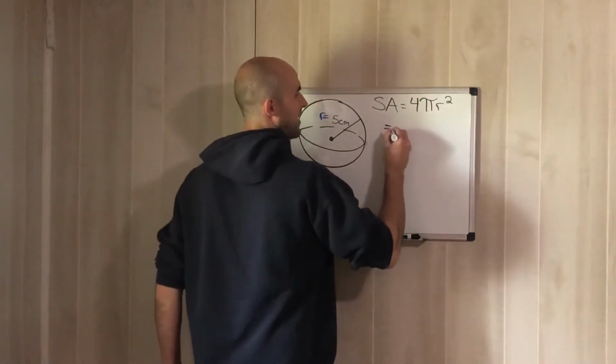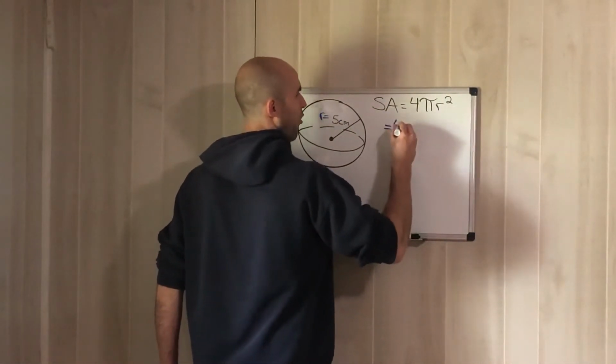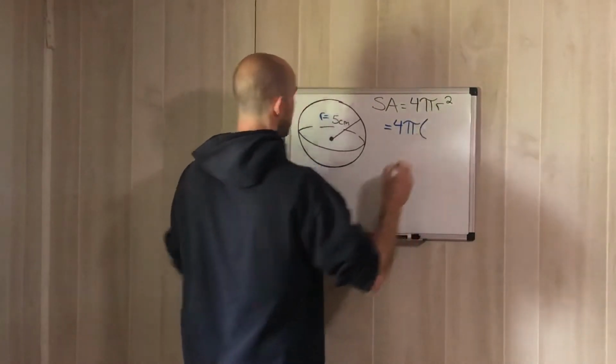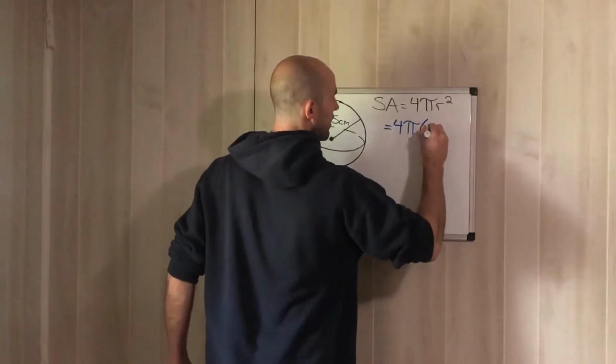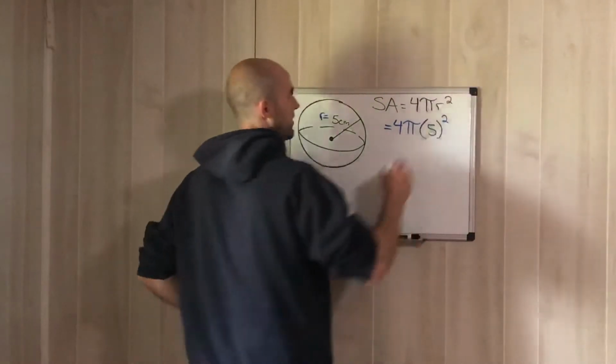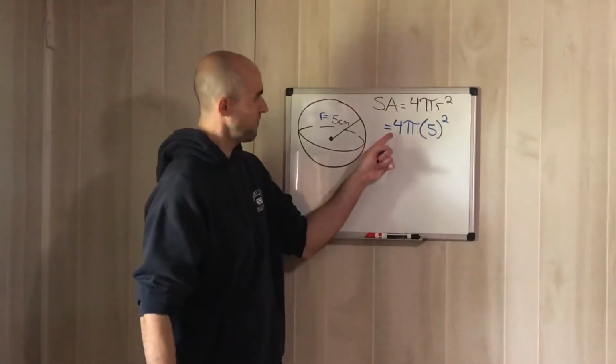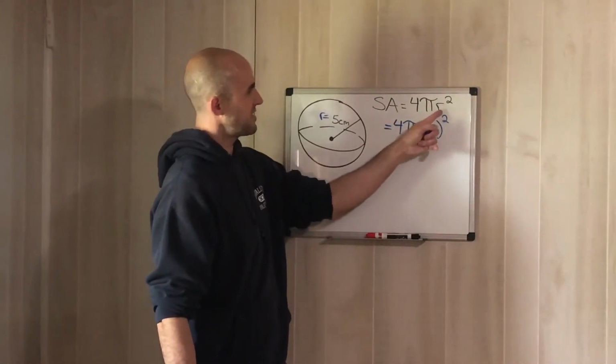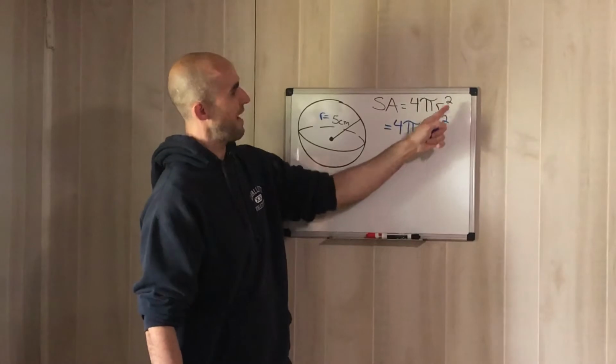And in doing that, we just substitute it. So it's going to be 4 pi, we know that the radius in this case is 5, and then we have squared. All I did was just substitute: you have 4, you have pi, you know that the radius is 5, and then we have the squared.